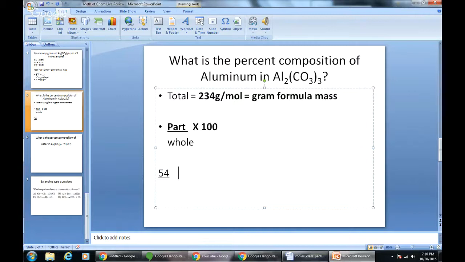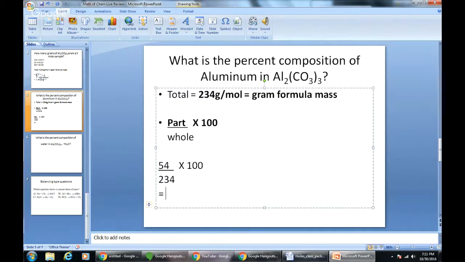And we're going to multiply everything by 100 at the end. So let me get that in there. So 54, that's funny, it did the calculation. So 54 over the whole, and the whole is the gram formula mass. It's what everything weighs, 234. So 54 over 234 times 100 is going to equal 23%. And that's the percent composition of aluminum. So 23% of aluminum carbonate is aluminum.